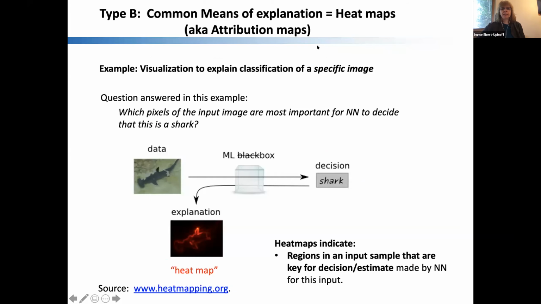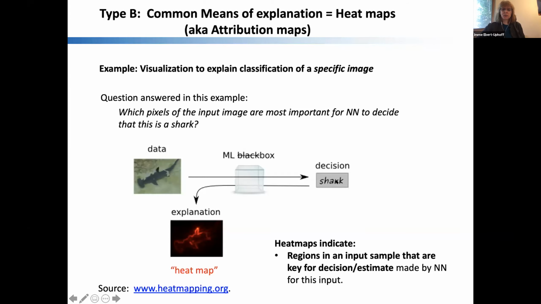A very common means of explanation is these heat maps, which Amy already showed in her talk. And I just want to walk you through one more example over here. In this case, you have a neural network that was trained to recognize different kinds of animals, including lots of fish and sharks and whatnot. So here you feed in the image of a shark, you feed it into your machine learning black box that you're hoping to make more transparent. So you're trying to take the blackness out of it. The neural network decides, I think this is a shark, but now you're asking it, okay, but why do you think it is a shark?